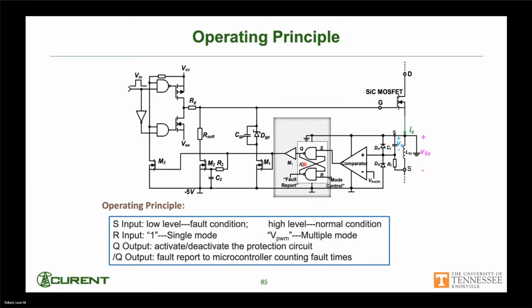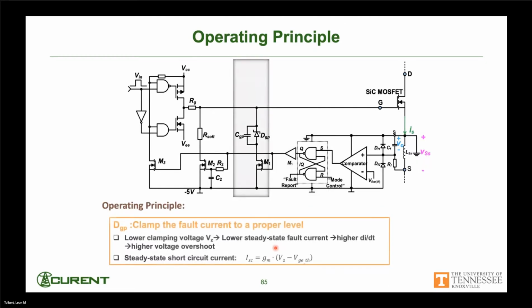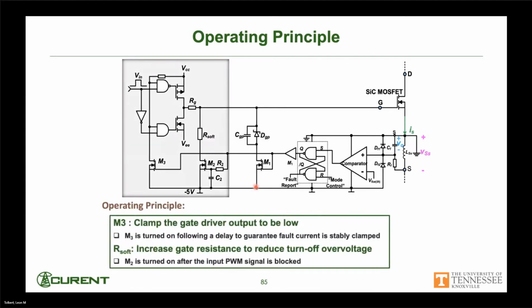And then this is basically the mode of activate, deactivate our protection mode. This is our clamping part of that. Make sure we don't allow voltage to go too high or our current to go too high. And then this is what forces our gate driver output to go low. But as we make this go low, we actually want to increase our gate resistance. So that's where this added soft turn off, increasing the gate resistance, reduces that turn off overvoltage.